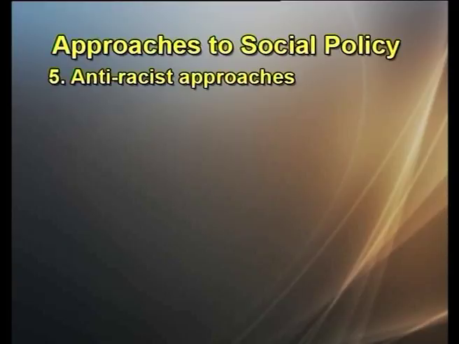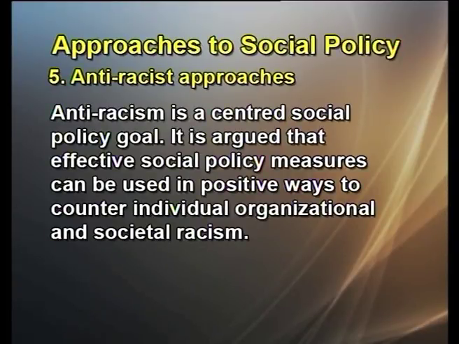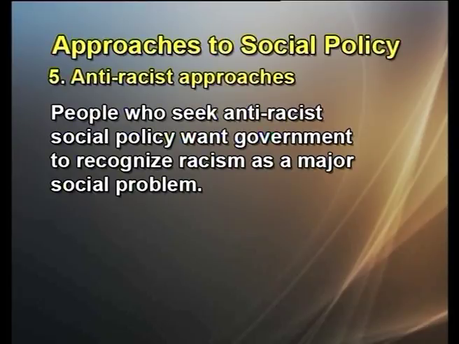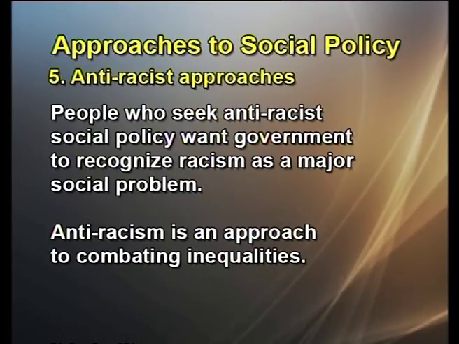5. The anti-racist approach. Anti-racism is a centered social policy goal. It is argued that effective social policy measures can be used in positive ways to counter individual, organizational and societal racism. People who seek anti-racist social policy want government to recognize racism as a major social problem. Anti-racism is an approach to combating inequalities.